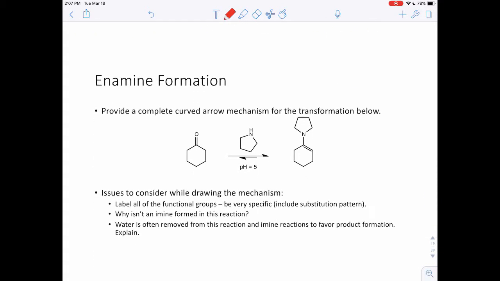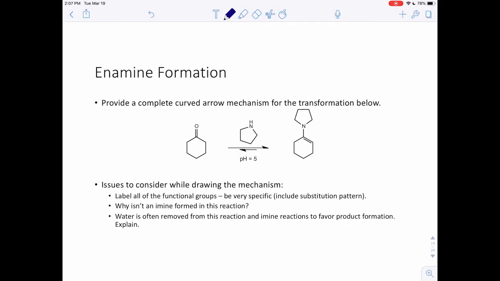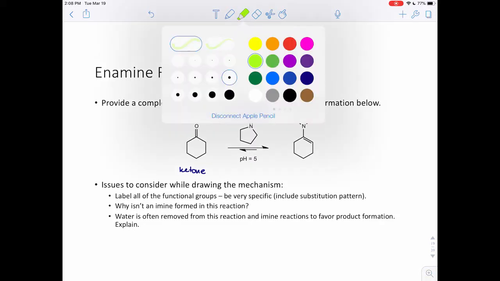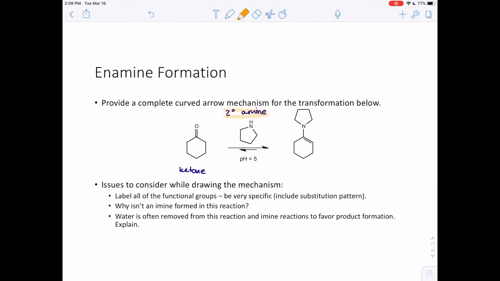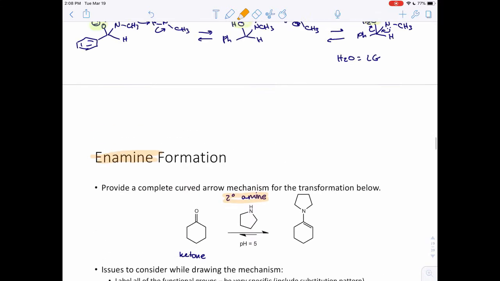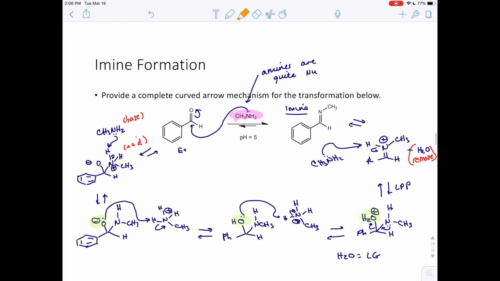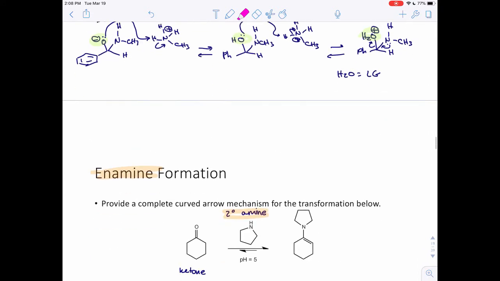Now, enamine formation. How do we form an enamine? I want you to take a look at this and compare and contrast with imine formation. So go ahead and pause. All right, this time I've drawn a ketone instead of an aldehyde, but that is not the big difference. The big difference here is the secondary amine. And because we have the secondary amine, we're going to see an enamine. When you have a primary amine, highlighted in pink here, you're going to have an imine formed.